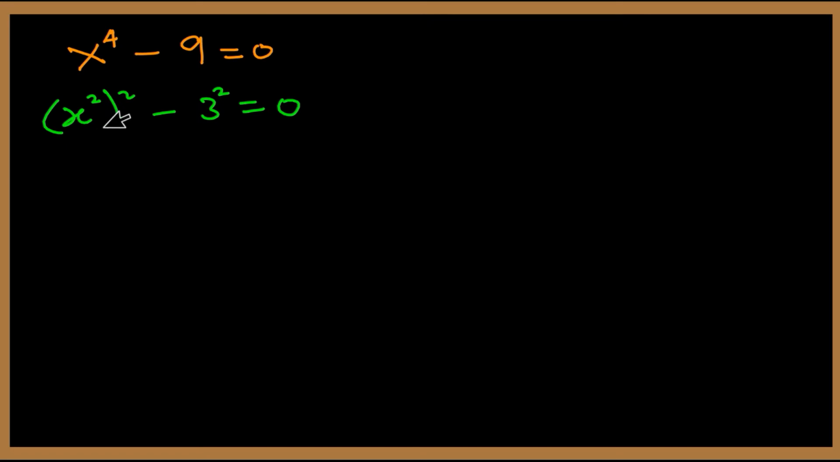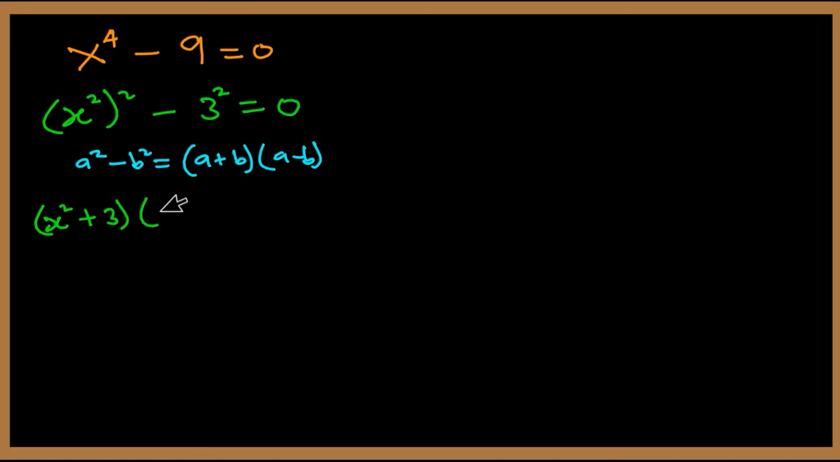Right, this is difference of two squares where a to the power 2 minus b to the power 2 is the same as a plus b times a minus b. So we use this idea to expand this. So we have x to the power 2 plus 3 times x to the power 2 minus 3 is equal to 0.